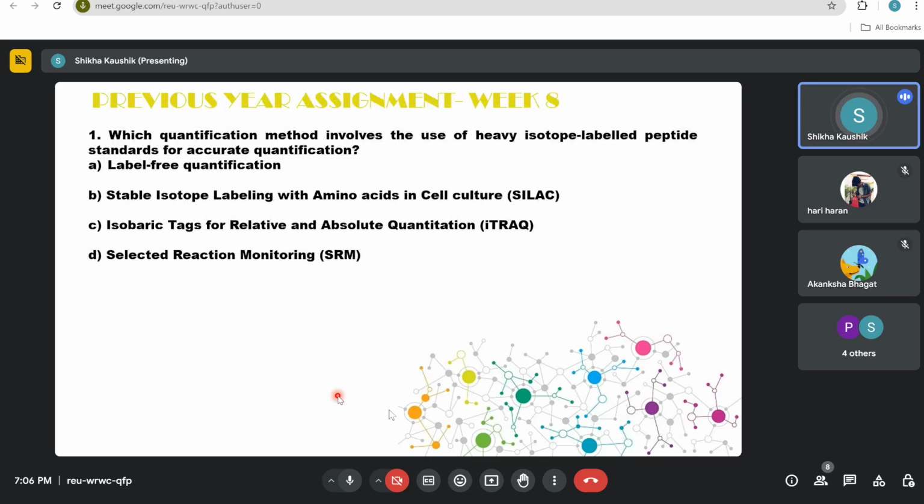Now quickly coming to previous year assignments. So this is a week 8 assignment and we have 10 questions to go through. Question number 1 is: which quantification method involves the use of heavy isotope labeled peptide standards for accurate quantification? Which quantification method can we study using heavy isotope labeled peptide approaches?